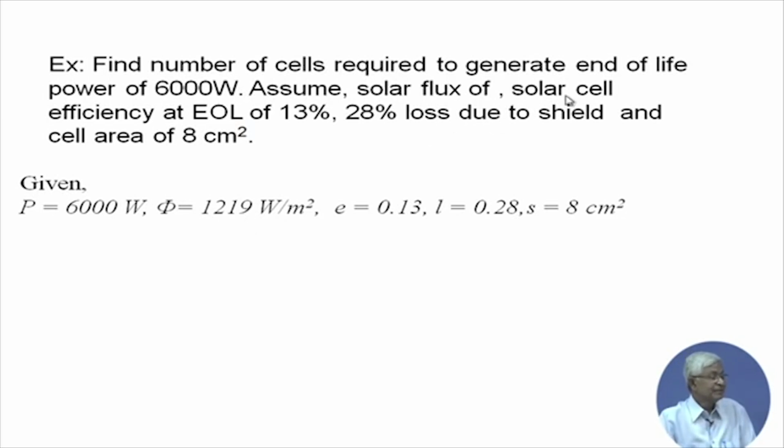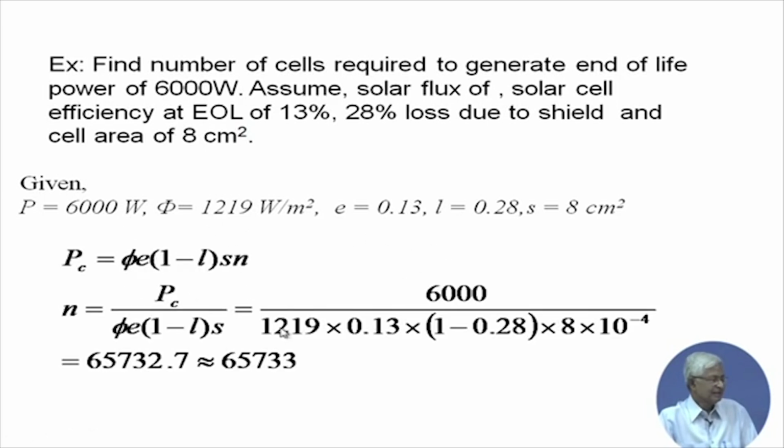The solar cell efficiency at the end of life is 13%, and the L, which is the loss due to shield and shadow, is 0.28, that is 28%, and the cell area is roughly 8 centimeters squared. So with this we can put into the same formula, and you can do it yourself and you will find a fractional number with decimal points, and obviously the next higher number has to be taken. So the power generated will be slightly more than that, but it should be an integer number. You cannot put a fraction of a solar cell. So it is like this.